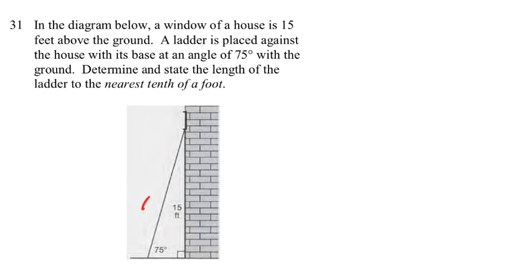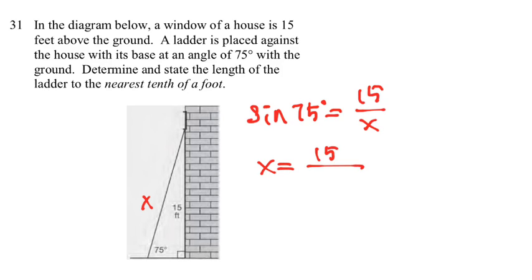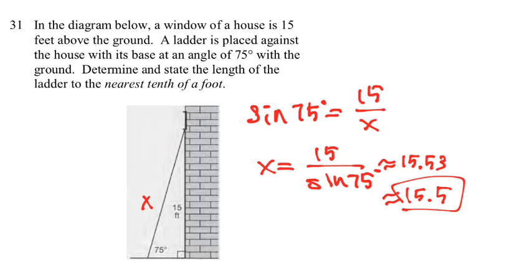All right, number 31. So I have 75, 15, and then we're trying to find the length of the ladder here. In that case, I can use the sine of 75 because it has to be equal to 15 over x. Then you can realize that x must be 15 divided by sine of 75. And once I calculate that, it will be approximately 15.53. So therefore, 15.5 becomes our final answer.